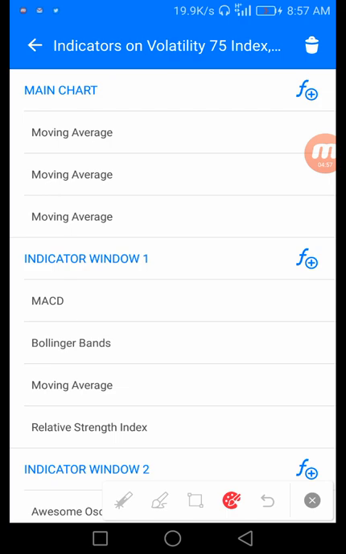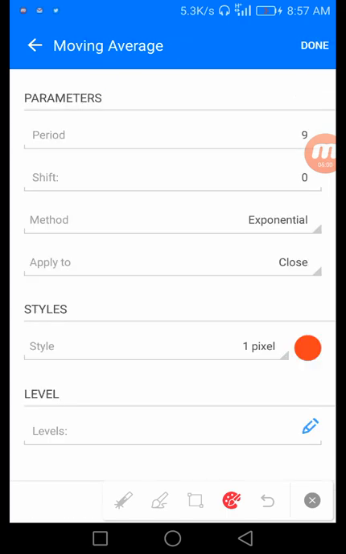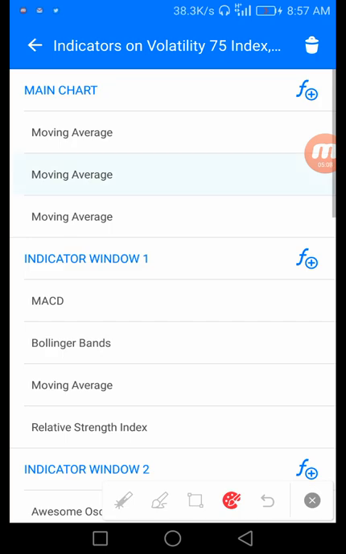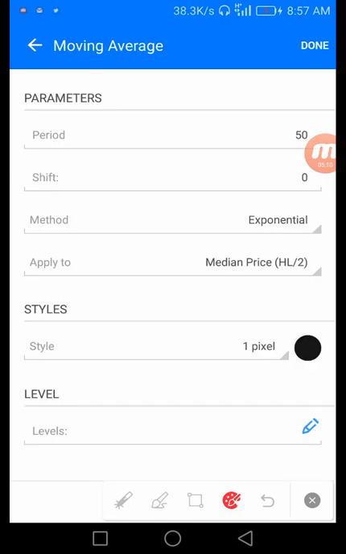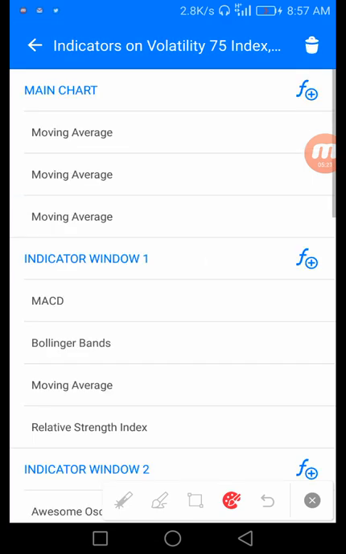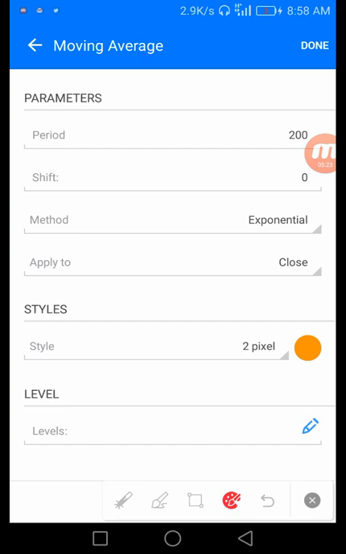So the first moving average, period 9, method is exponential. You apply it to close. On my chart, it is red color. You can make the styles any how you like it. The second one is moving average period 50, method is exponential. You apply it to median price, and you can make the styles any how you like it. Also, the third moving average we'll be adding is period 200, and the method is exponential.